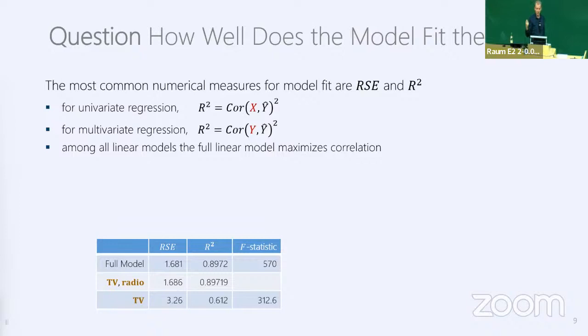Now, if we don't want to do this significance testing all the time, we could optimize RSS in the subset selection, but we could also optimize R squared, because why not, right? I mean, it's one of the scores.